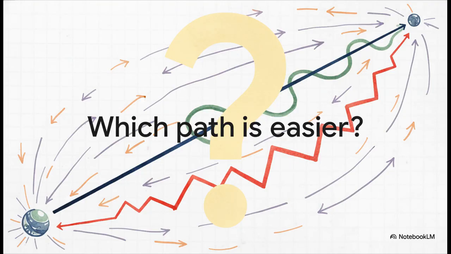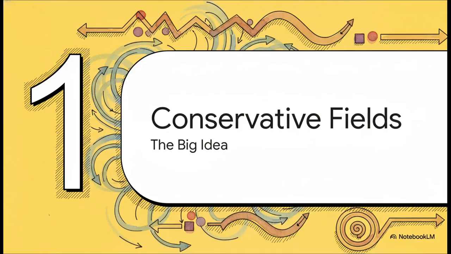So, to get us started, just think about this question. Imagine you're calculating the work needed to move something from a starting point to an end point through some kind of force field. You could go the direct route, or maybe take a more scenic, winding path, or even some crazy zigzag. Which path do you think is going to be easier to calculate? Well, the surprising answer is sometimes it makes absolutely no difference which path you take. And that idea, that's what brings us right to the heart of what a conservative field is. So, what does it even mean for a field to be conservative, and why is it such a big deal?